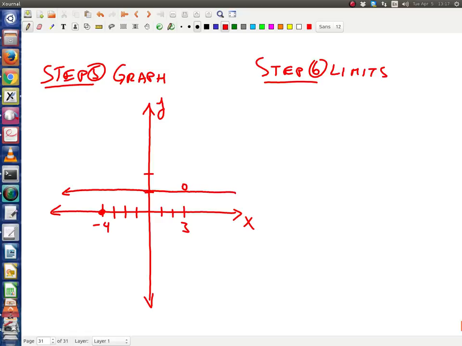Okay. Also, we have a horizontal asymptote y equal to 1. Let's say that. Okay. And we have a vertical asymptote x equals negative 2.